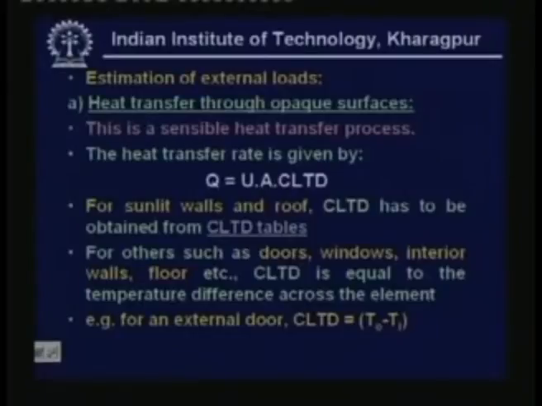For example, for an external door, Q is equal to U into A into (T out minus Ti), where T out is the design outdoor temperature and Ti is the design indoor temperature, okay. That is how you have to find out heat transfer rate through all the opaque elements of the building.